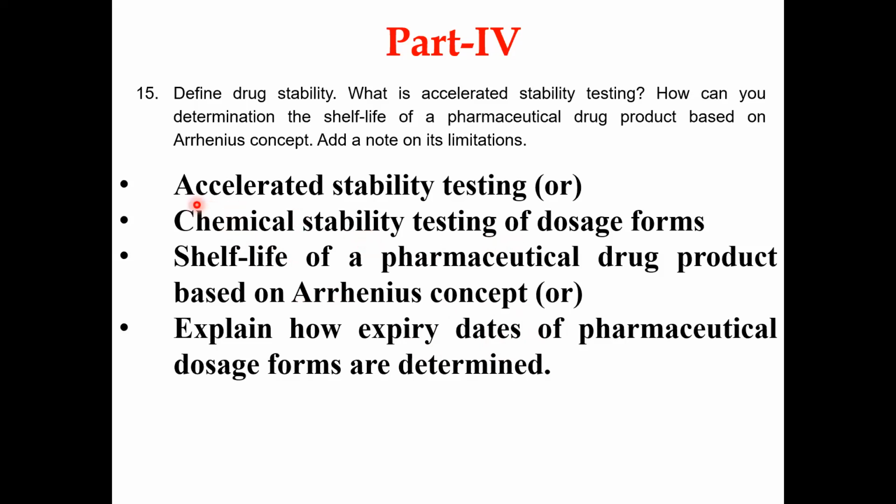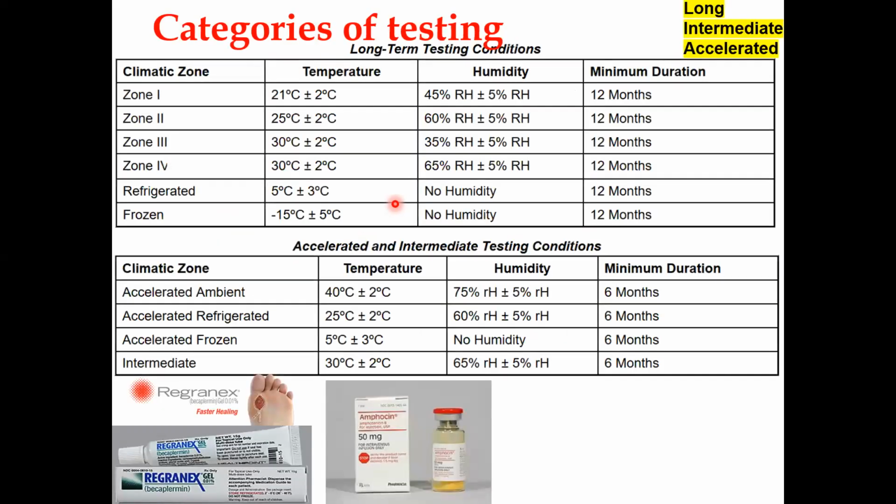Now what is the meaning of accelerated stability testing? As I mentioned yesterday, there are two ways you can conduct the stability testing as per the ICH guidelines. One is mandatory, 12 months, and another one is 6 months. That is called accelerated stability testing.